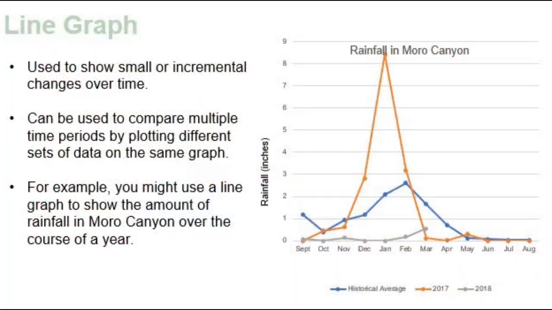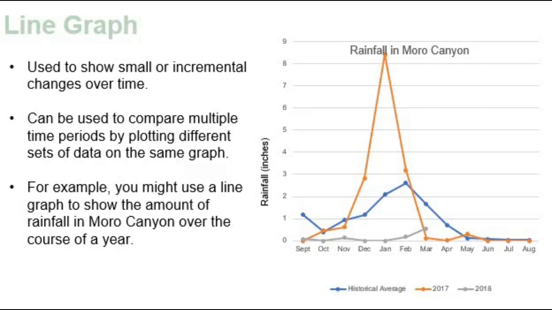So, what kind of graphs do scientists use to share their findings? Let's go over a few together, and you can decide what would be the best way to make a graph of your caterpillar data. The first type of graph is a line graph. These are used to show changes over time.